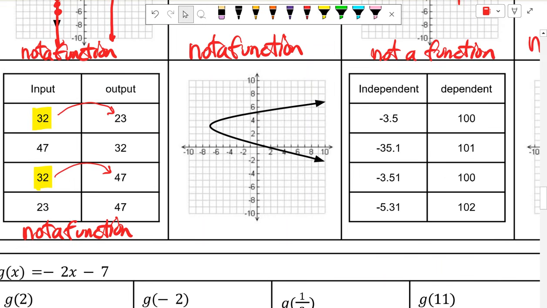And now vertical line test again. Draw anywhere along here, you're going to see that it crosses 2 times. And because it crosses twice, it is not a function.